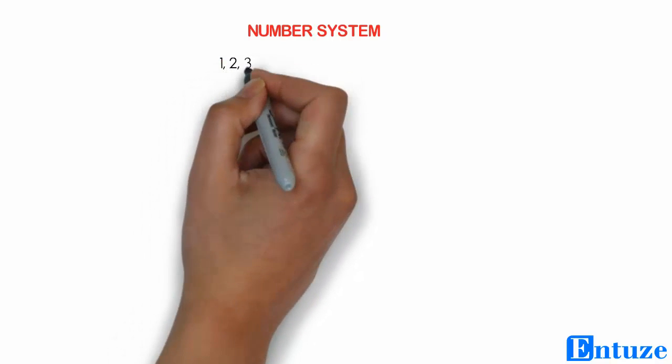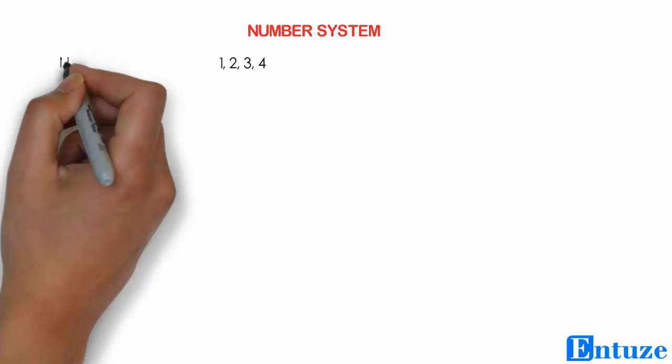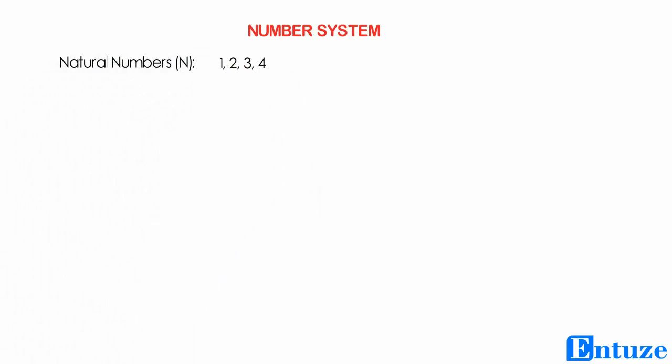Hello everyone, in this session we will be discussing the number system. We know that numbers rule the universe. So to study the number system, we are discussing different types of representation of numbers. We know that numbers start from 1, 2, 3, 4 like this. This set of numbers is called natural numbers, which are represented by the letter N. Natural numbers N, starting from 1.